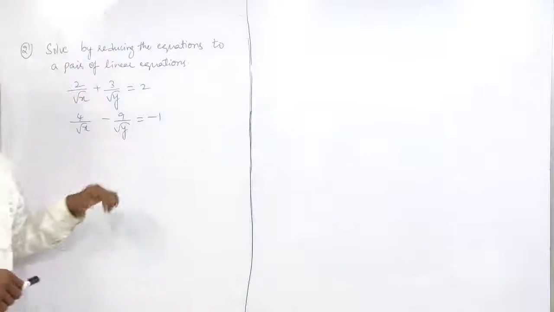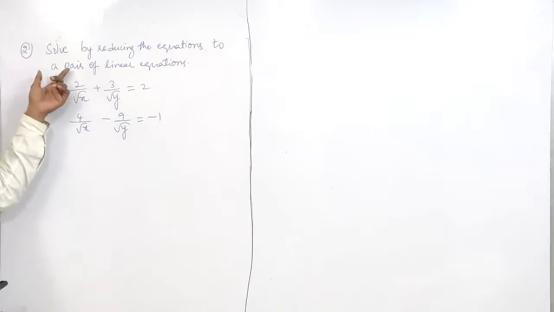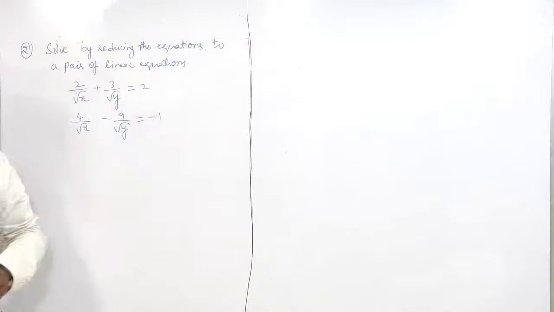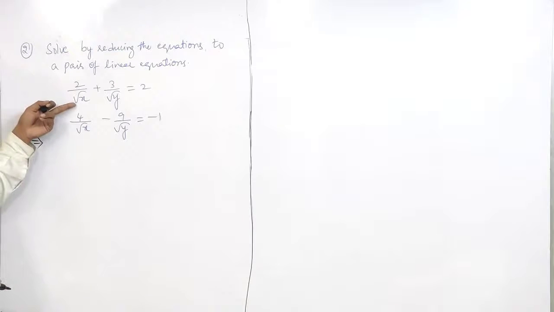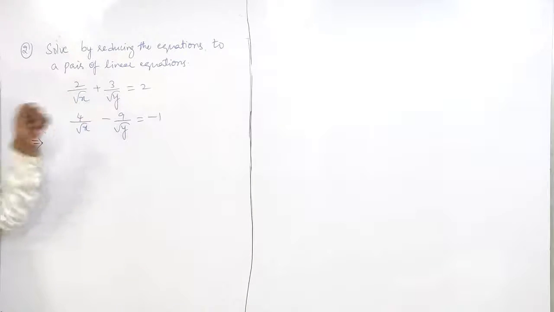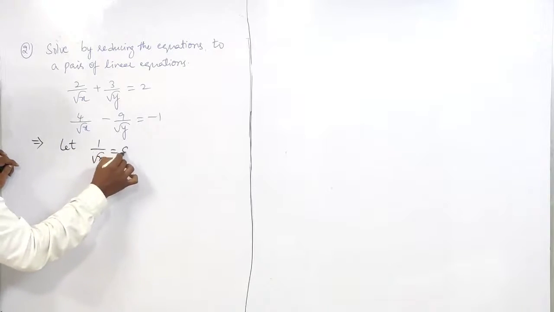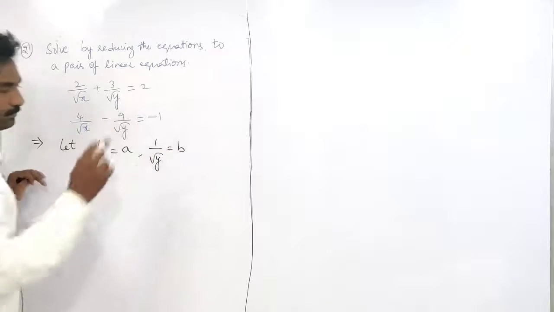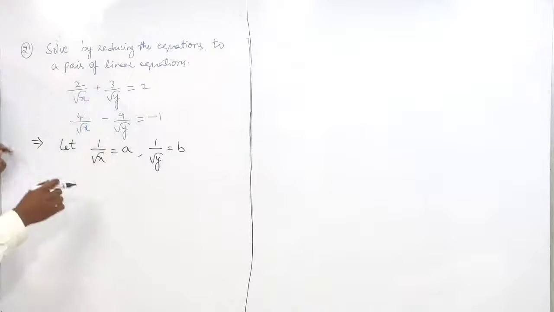I am going to solve one more problem like this, same as the previous question. Solve these equations by reducing them to a pair of linear equations. The same procedure here. What is in the denominator here? Root x. The other denominator is root y. Let 1 by root x be some a and 1 by root y be some b. Let us take the denominator, that is the fractional part, as a and b. Now we substitute these two here.